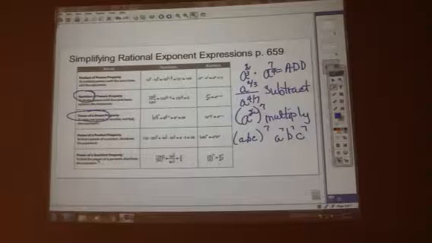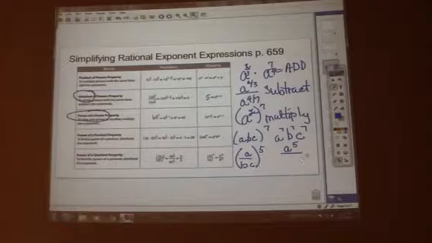The power of a quotient property. When I have a quotient inside the parentheses with a power outside, same thing. That means I distribute that power, that exponent, to everything in the parentheses. So this would be a to the 5th divided by b to the 5th, c to the 5th. That exponent goes with everything, every variable, every number inside the parentheses.